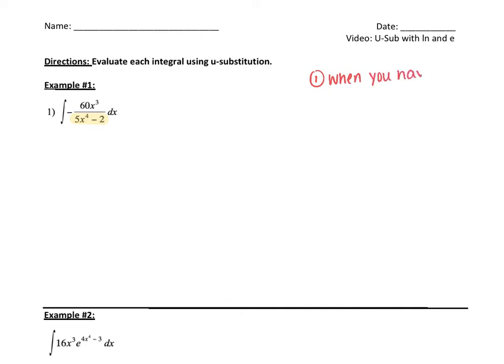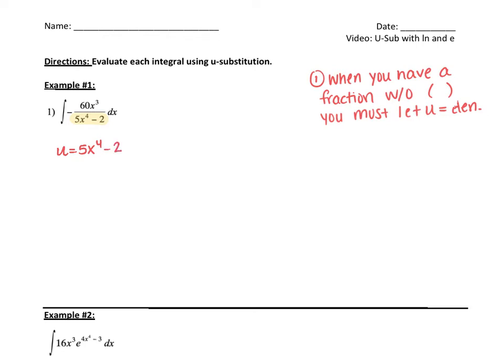So when you have a fraction without parentheses, you need to let u equal the stuff that's in the denominator. So let u equal the denominator. So let's do that. We're going to let u equal 5x to the fourth minus 2.